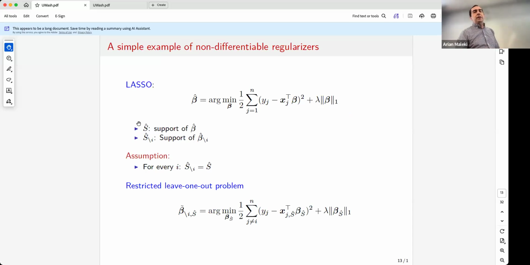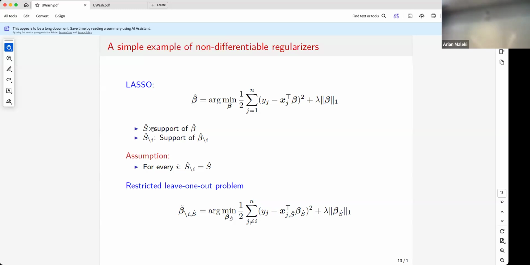The first quantity that we define is the support of beta hat. One thing, if you don't know what the L1 norm is, it's the sum of absolute values. So at 0, it has a kink. So the regularizer is not differentiable at 0. But also many of the beta hat i's are actually zeros. So that kink point is very important when you want to do the calculations.